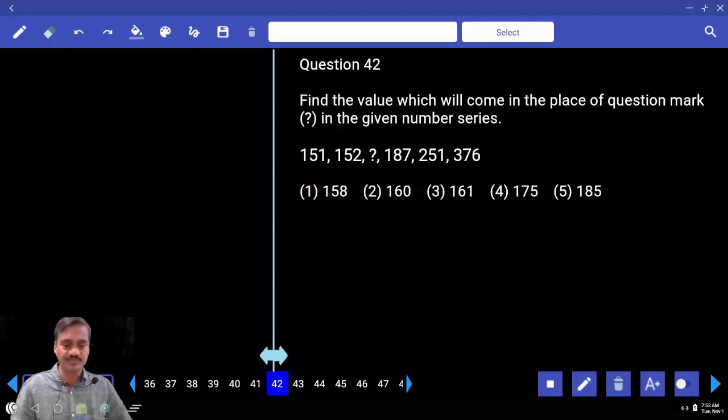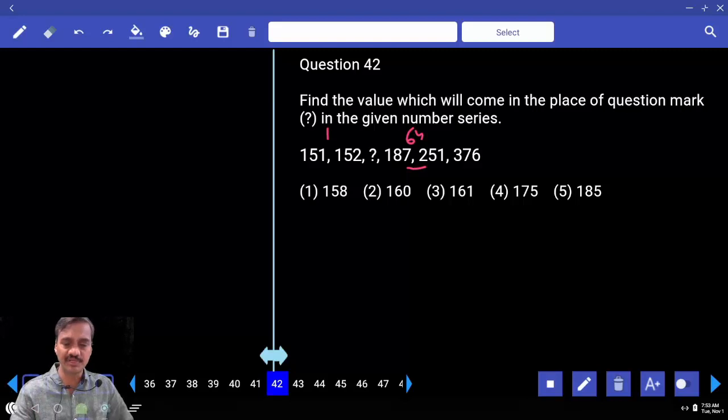Then 42. Now in this 42, numbers 151, 152. 1 is the difference. 187 and 251, the difference is 64. 13 plus 51, 64. Now 1, then 64. 1 cube, 2 cube, 3 cube, 4 cube.